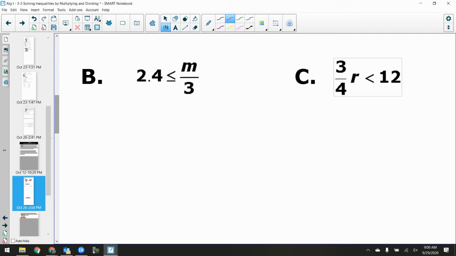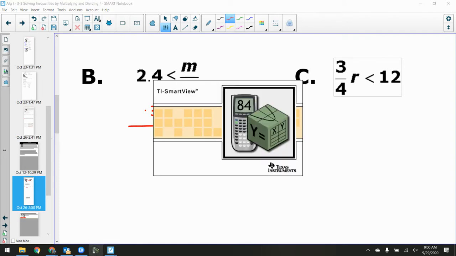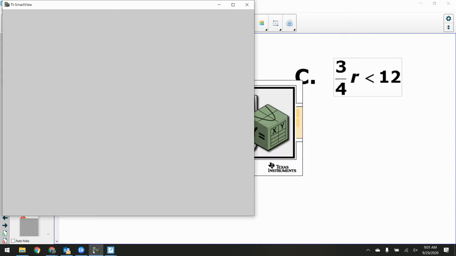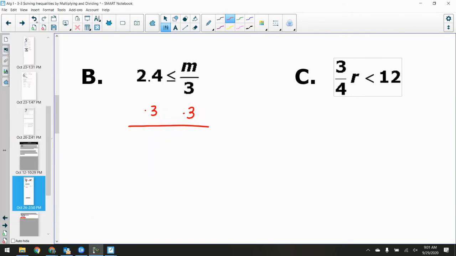Hey guys, what would I do to get m alone in part B? Well, I'm already dividing by 3. Multiply by 3, right? Multiply by 3 here and here. Okay, let's take 2.4 times 3. Oh, I can do that. 7.2. That's right. Do you do that in your head, or do you have a calculator? 7.2 is less than or equal to m.